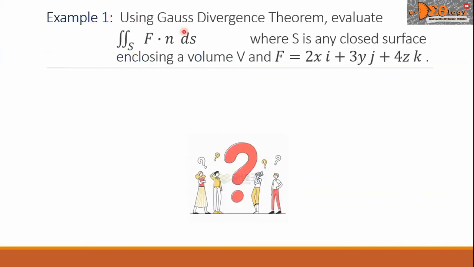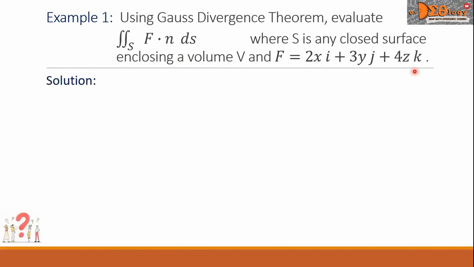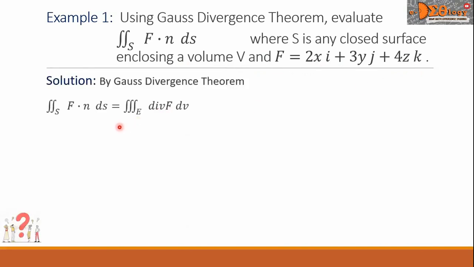Example 1. Using Gauss divergence theorem, evaluate the double integral over S of F dot n dS, where S is any closed surface enclosing a volume V, and the vector F is equal to 2xi plus 3yj plus 4zk. Let us write our formula for the Gauss divergence theorem. For step 1, let us evaluate divergence F.